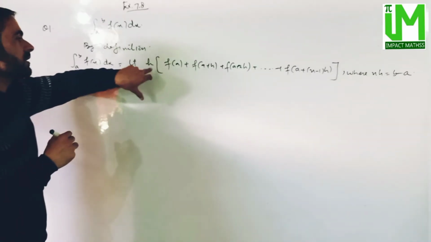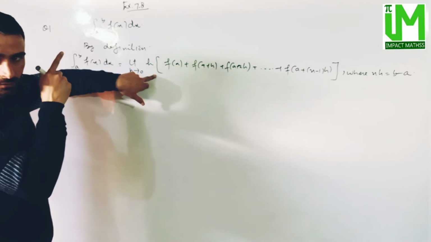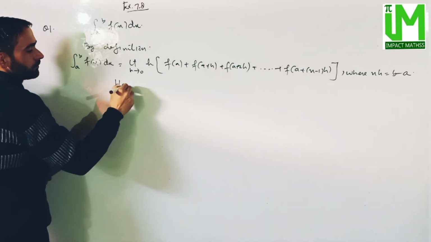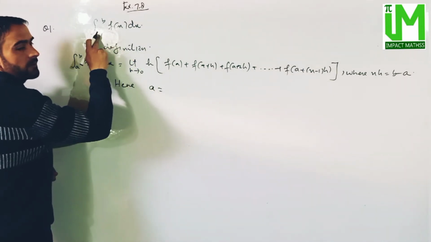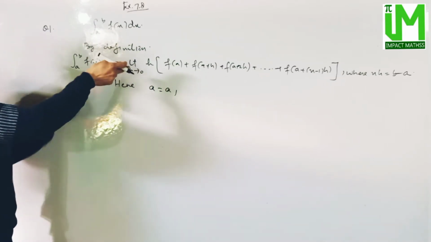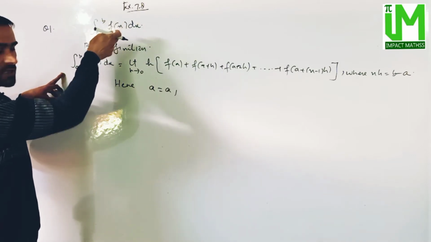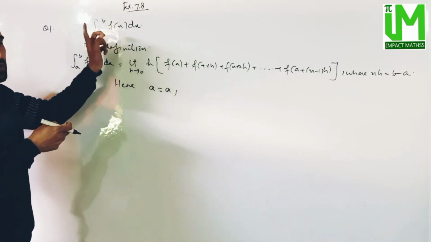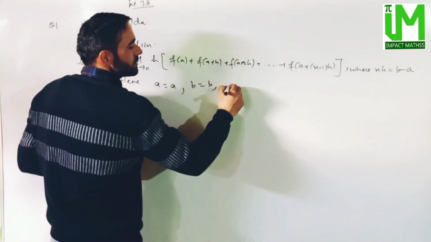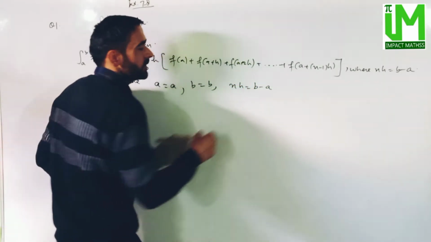Now we have to identify what is the lower value and what is the upper value. Here a is equal to the lower value, so a is equal to a. The upper value is b. And then nh will again be b minus a, nh is equal to b minus a.